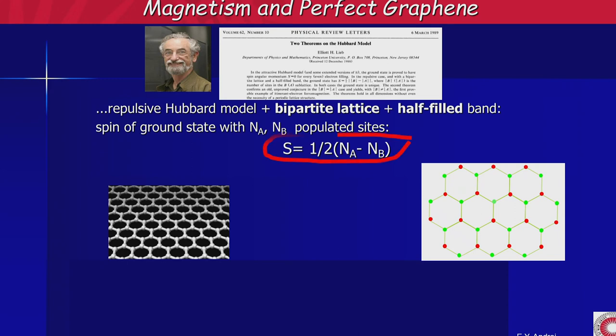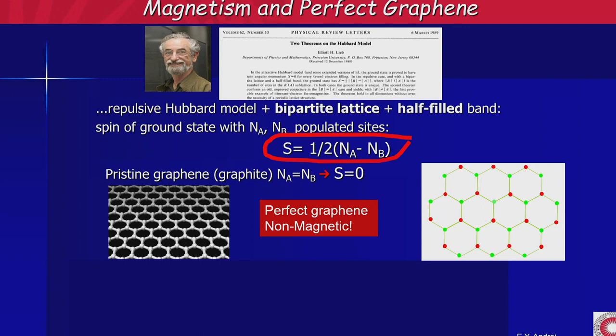So if you take perfect graphene, pristine graphene, where NA is usually equal to NB, you must have spin equal to zero. It's going to be non-magnetic.